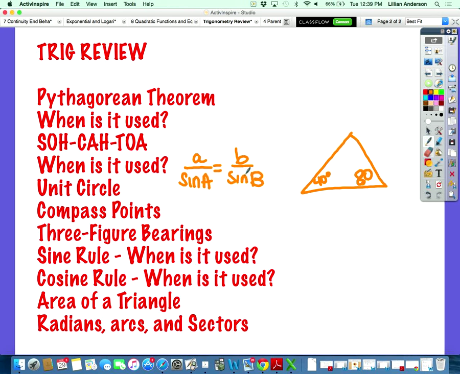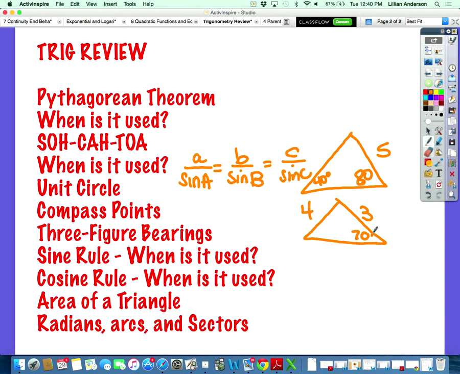Or vice versa. The sines could be on top, like basically this could be flipped fractions. Don't forget about that. Okay? So basically you either would have to know two angles and the side opposite one of those angles. So say if I knew that this was 5, I could use sine rule. Or if I'm given two sides and an angle opposite one of those sides, I can use sine rule here.